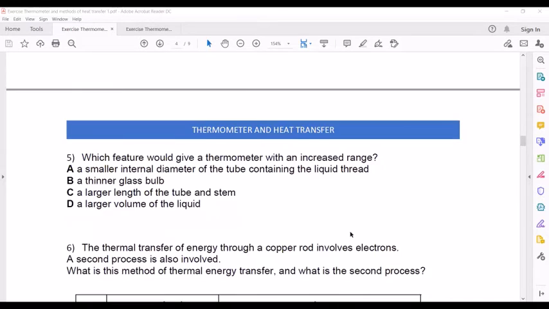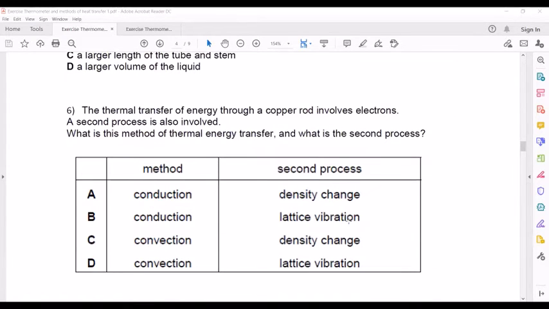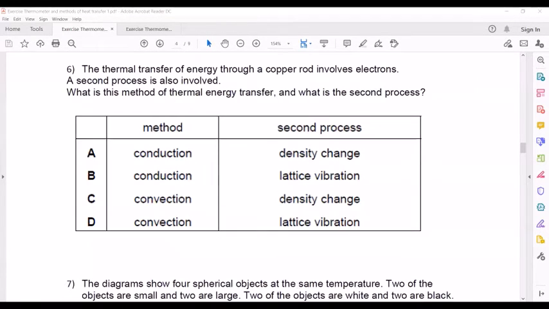Any doubt from question 6 to question 10? This is exercise 1 of methods of heat thermometer and methods of heat transfer, which consists of MCQs or multiple choice questions.